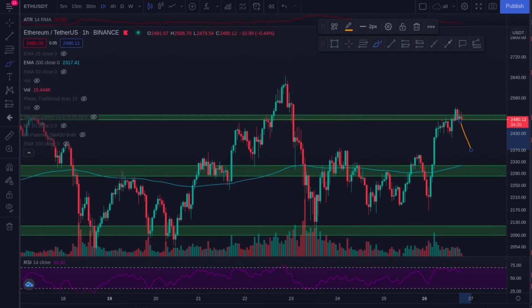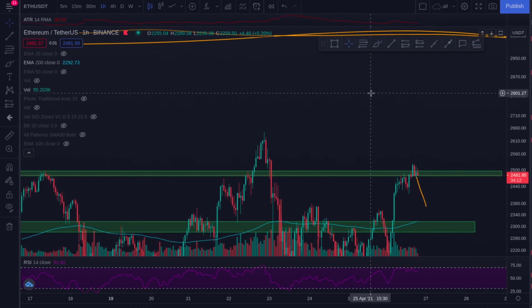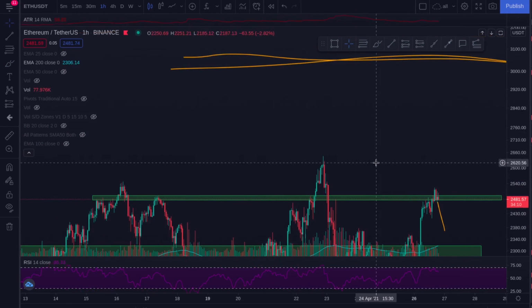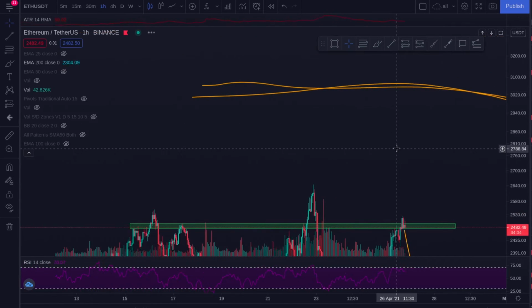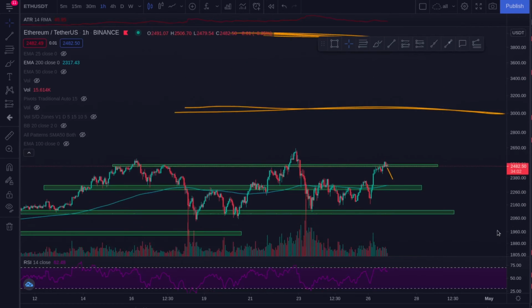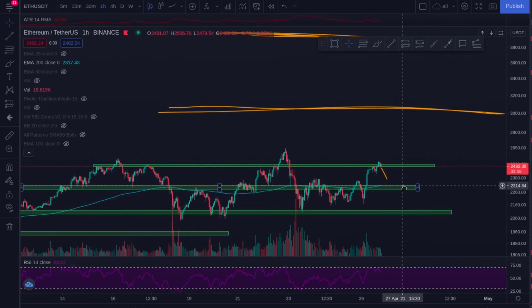So this should be for Ethereum, expecting a retrace over here, and then finally going to the highs we had of 2600, and then eventually to 3k. So that's what I'm expecting for Ethereum, a pullback.